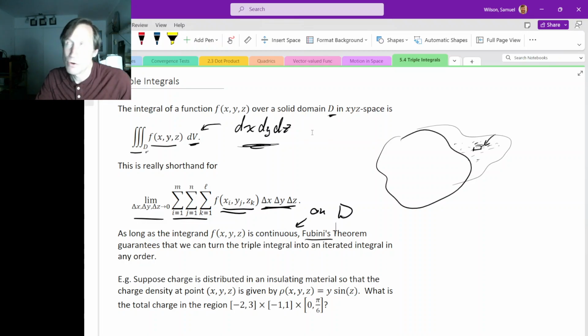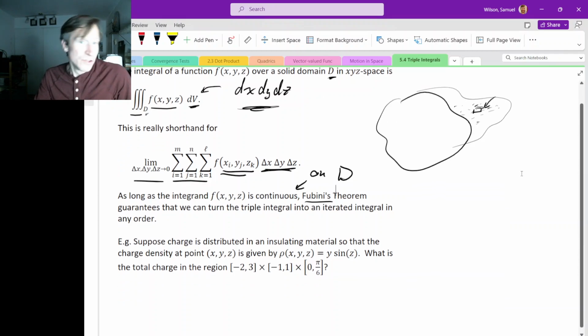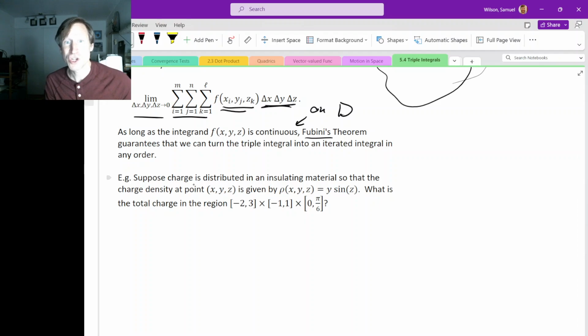Okay, so the upshot of that is that we can choose whatever order we consider to be nicest, right? That's the advantage of Fubini's theorem. So for example, suppose we have charge distributed through a block of insulating material so that the charge density at point xyz is given by, say, y times sine of z. What is the total charge in the region given by this box?